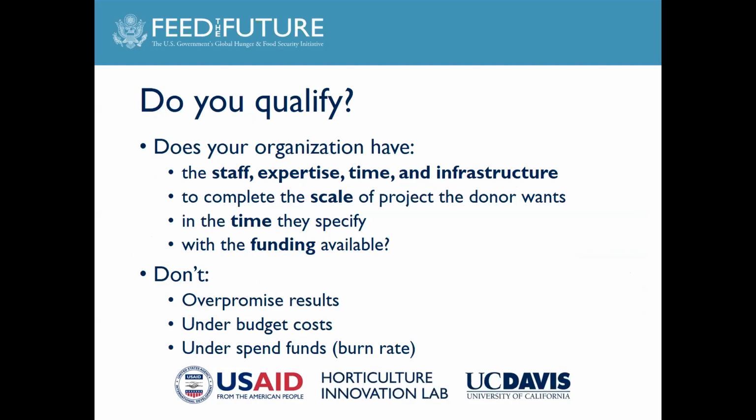In addition to the requirements that the grant explicitly states, you want to think about, does your organization have the staff, the expertise, the time, and the infrastructure to complete the scale of the project the donor wants? This is important. How many people do they want to impact? What kind of change do they want to see? In the time they specify. Do they want it done in a year? Do they want it done in 5 years? With the funding they have available. What you don't want to do is overpromise something that you're likely not going to be able to do.